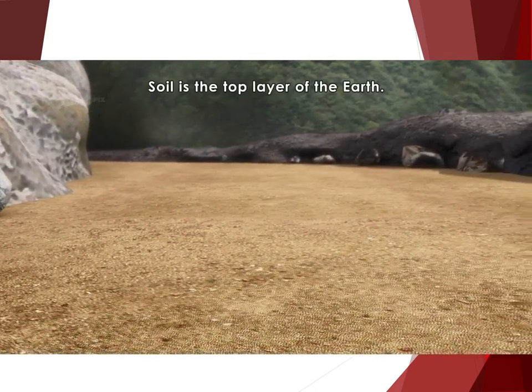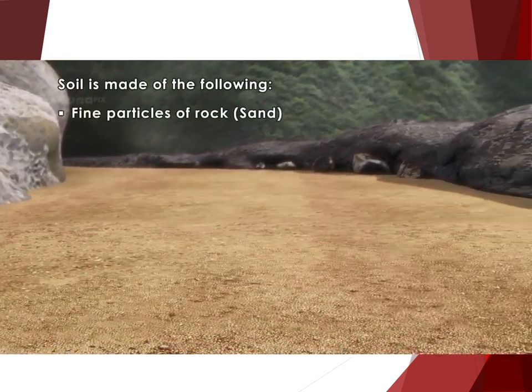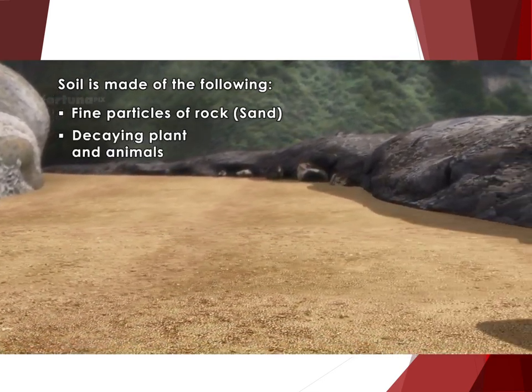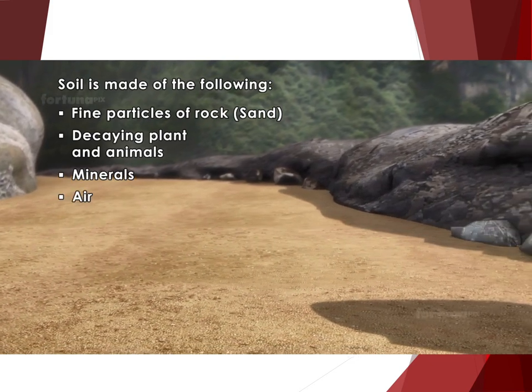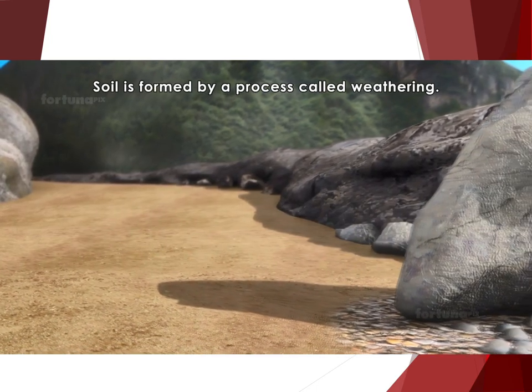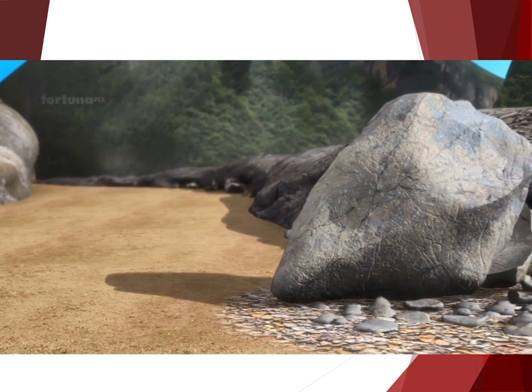Soil is the top layer of the earth. Soil is made of the following: fine particles of rock called sand, decaying plant and animals, minerals, air, and water. Soil is formed by a process called weathering. In weathering, huge rocks are broken down into small particles.